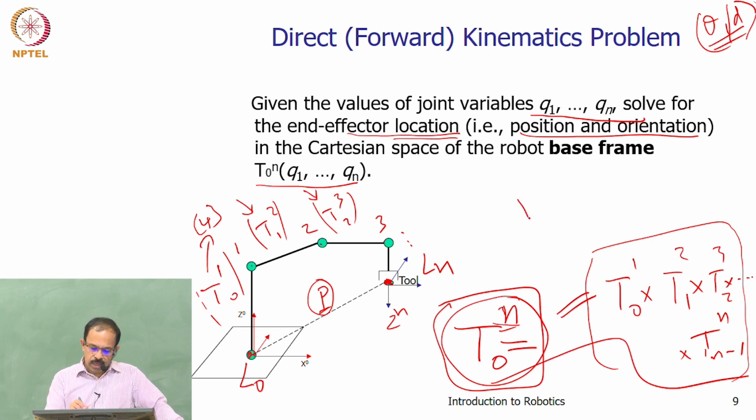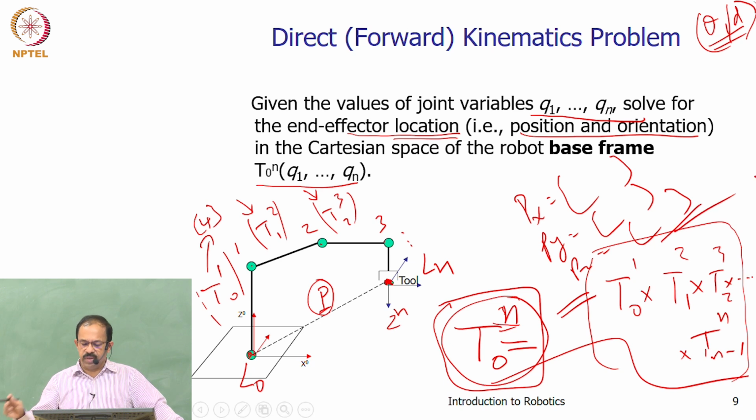Finally, you will get Px as a function of all these parameters, Py as a function of all these, and Pz as a function of all these. This is the way you will get the forward relationship: the position and orientation of the tooltip as a function of the joint parameters and the link parameters, or the DH parameters of the matrix.